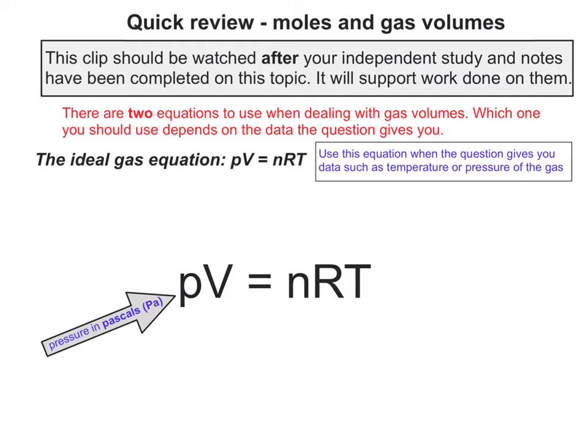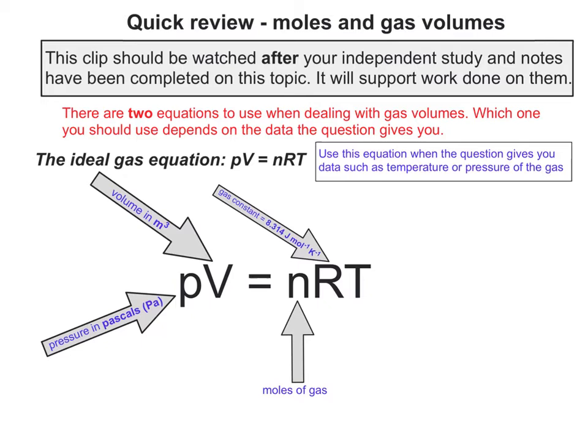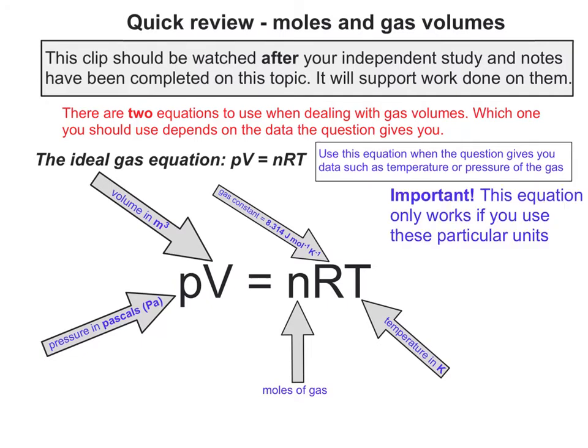The first part of the equation, P, stands for pressure in pascals. The V stands for volume in metres cubed. The n is moles of gas. R represents the gas constant, which is 8.314 joules per mole to the minus 1 per kelvin to the minus 1. This is actually found on the data sheet, so you don't have to remember it. And finally we have the temperature in kelvin. It's very important that you always use these particular units when you use this equation.